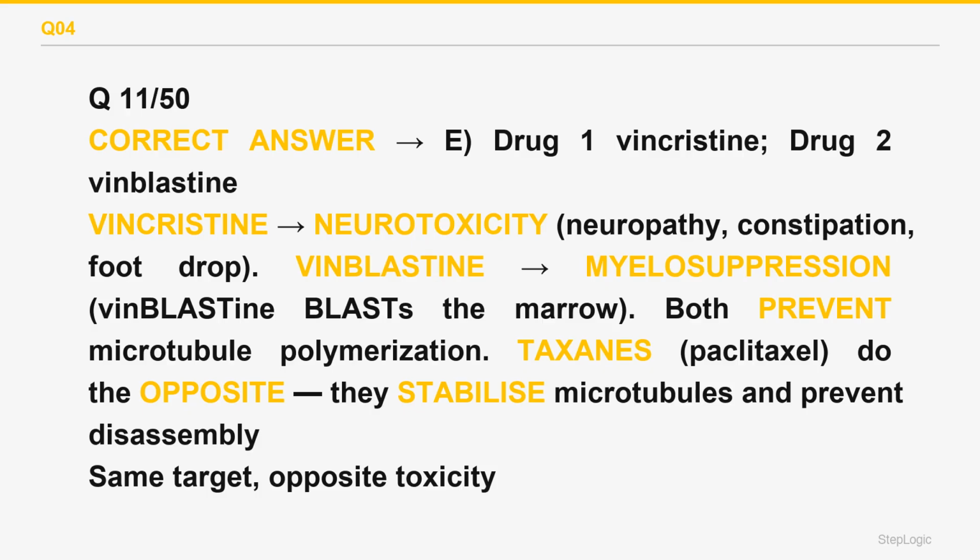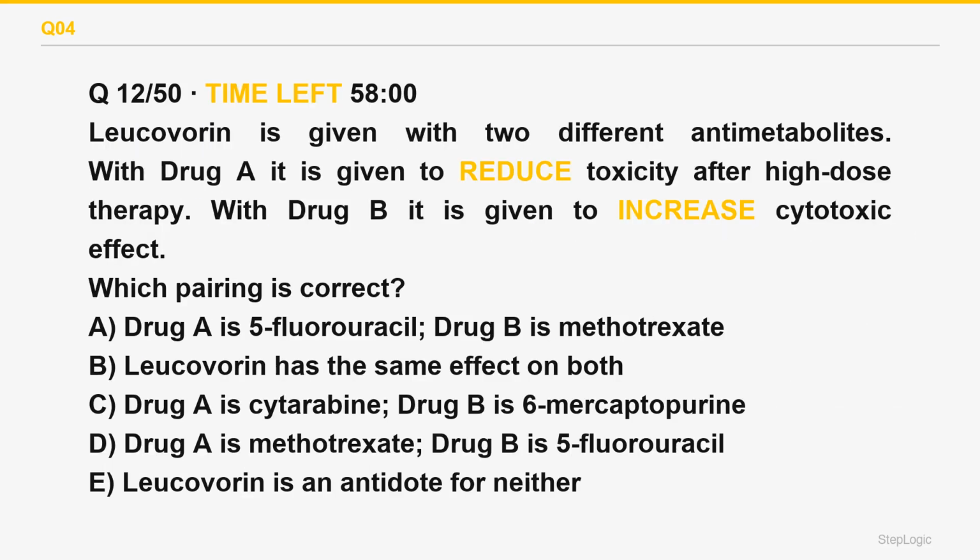If you see two vinca alkaloids, the one that leads to neuropathy is vincristine, and the one that marrow suppression is vinblastine. Which pairing is correct? Leucovorin is given with two different antimetabolites. With drug A, it is given to reduce toxicity after high-dose therapy. With drug B, it is given to increase the cytotoxic effect.